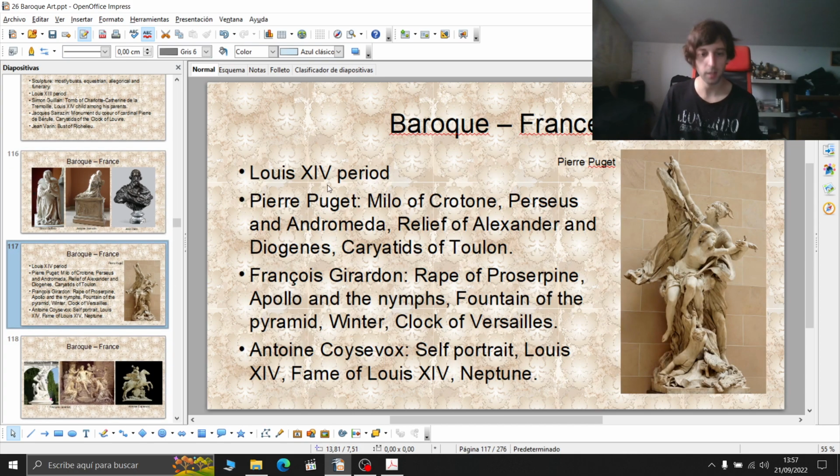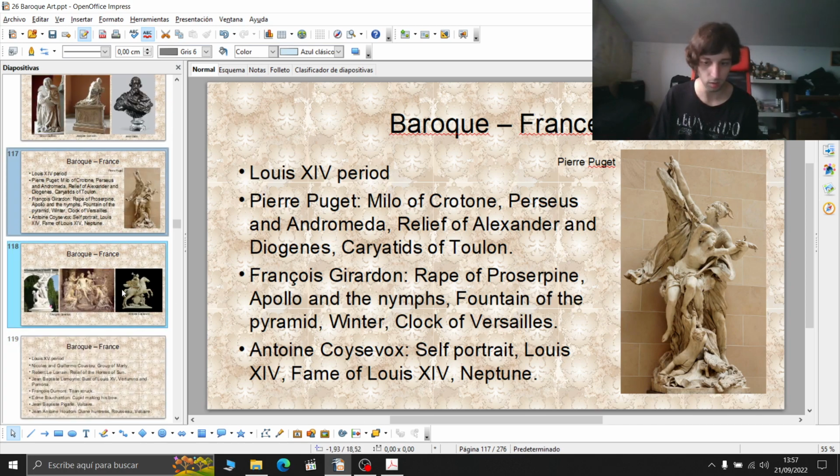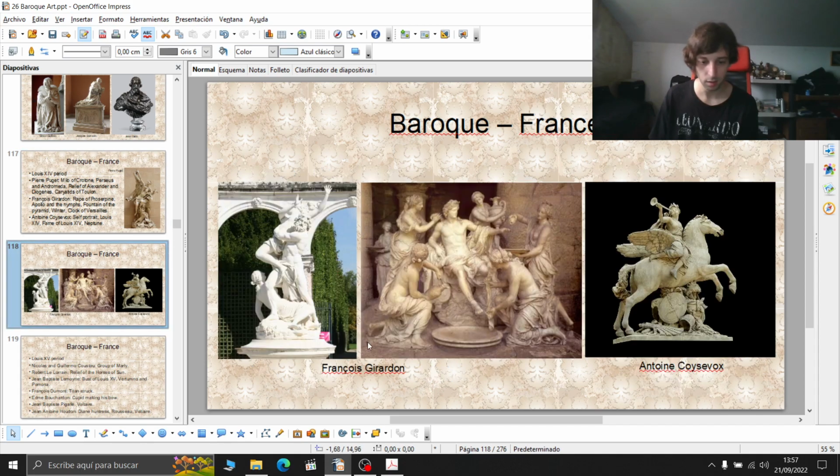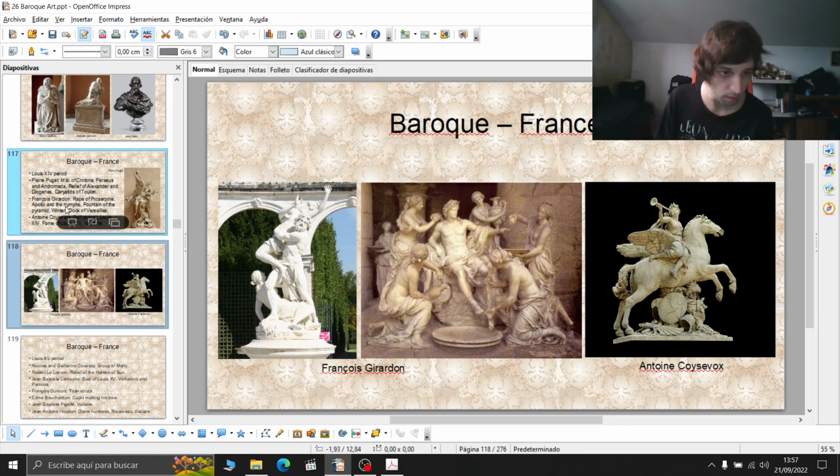Louis XIV period with Pierre Puget, François Girardon, and Antoine Coysevox. Here again, different artworks. Pierre Puget, François Girardon, this one is very wonderful, and Antoine Coysevox. This one is Apollo and the Nymphs, yes, Apollo and the Nymphs.